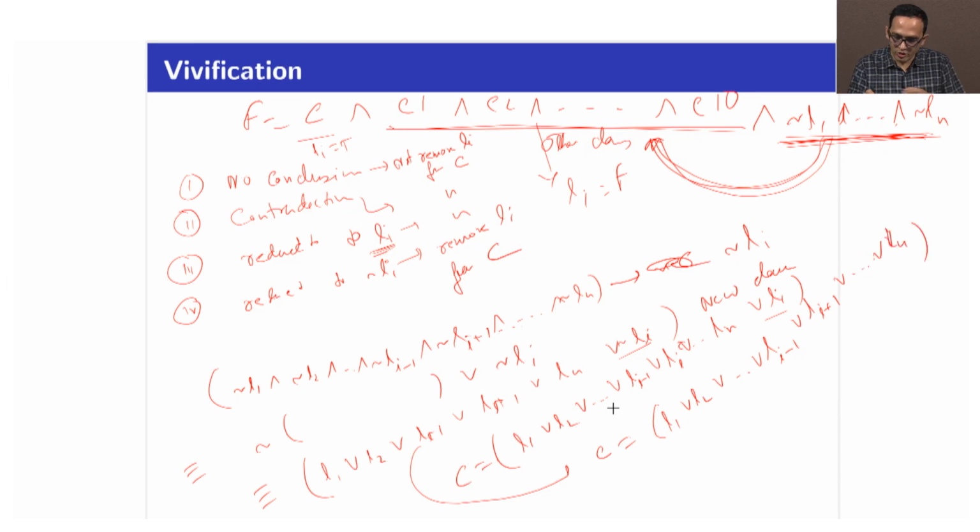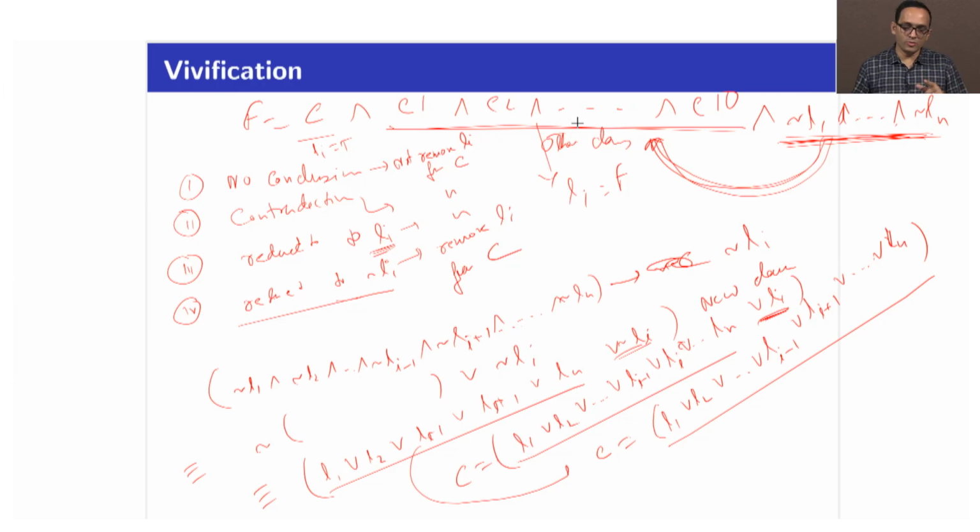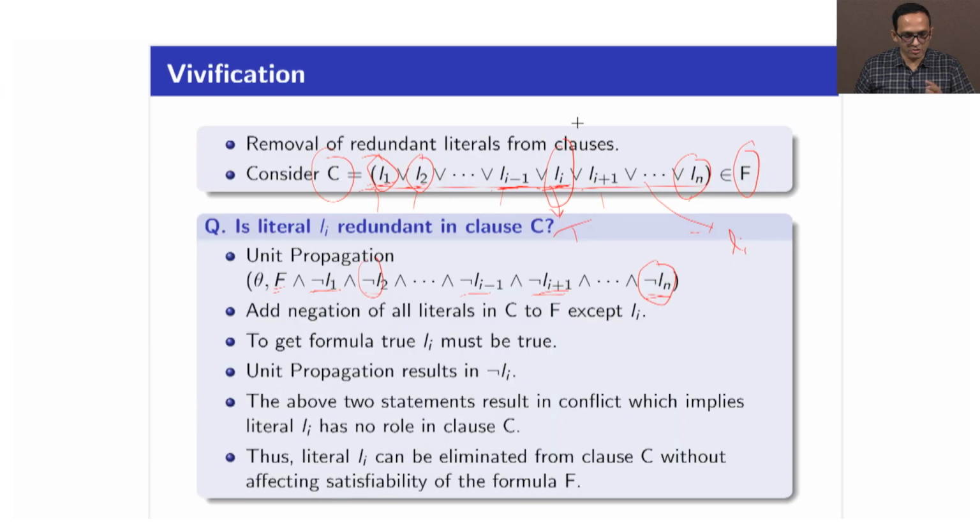So, if I do a binary clause resolution, this and this will go away, right, and the rest of the clause will come, which is the same. So, that is why I got a new clause without Li, right. Whenever I get a not Li from the rest of the clauses, this is the only case where I can remove Li from the C. Okay. So, just to conclude how I am going to do this, I will add the negation of the other literals to the clause and then do the unit propagation, and if the unit propagation results in not Li in the other clauses, that means I can conclude that Li has no role in C and I can remove it.